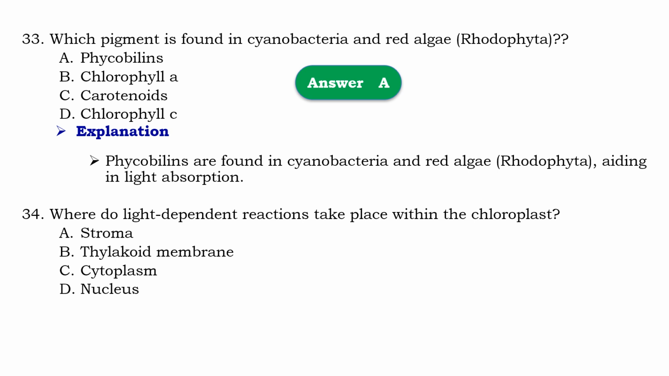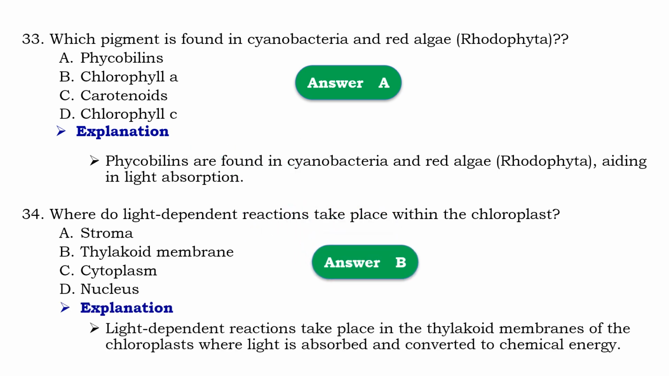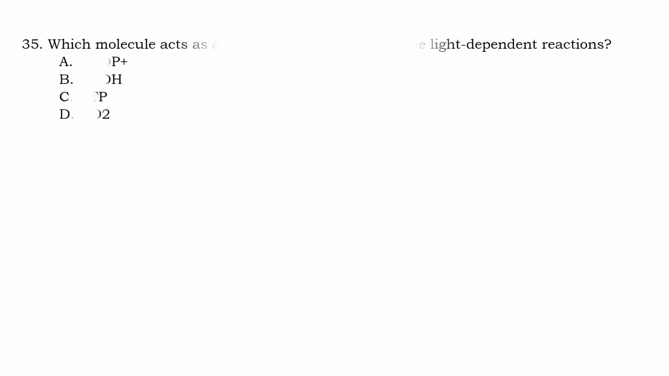Question number 34. Where do light dependent reaction take place within the chloroplast? chloroplast ውስጥ light dependent ፀሐይ ብርሃን የሚጠቀም reaction የት ቦታ chloroplast ውስጥ የት ቦታ ይካሄዳል ይላል? So that should be B, thylakoid membrane. Means that light dependent reaction take place in thylakoid membrane of the chloroplast where light is absorbed and converted to chemical energy.